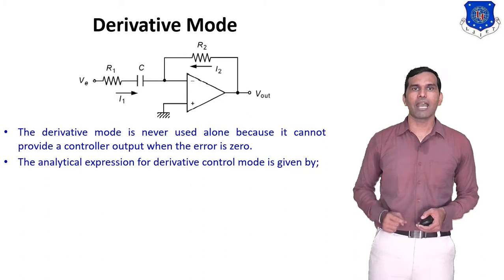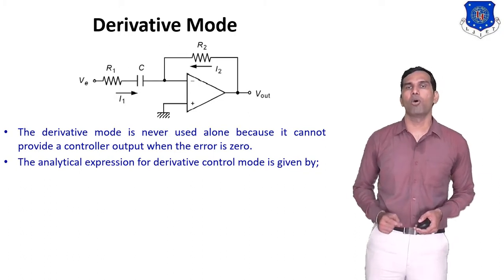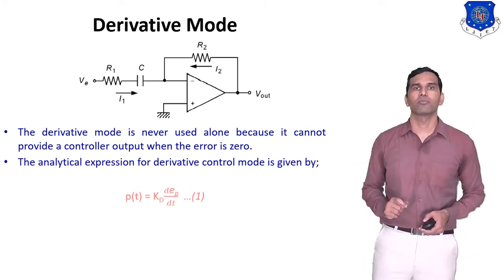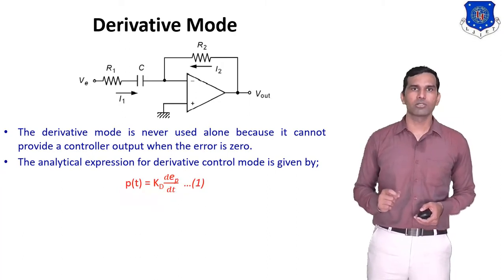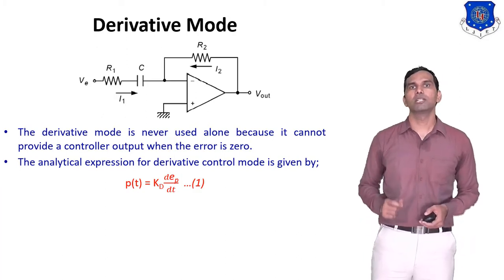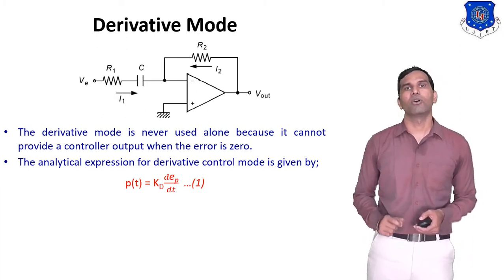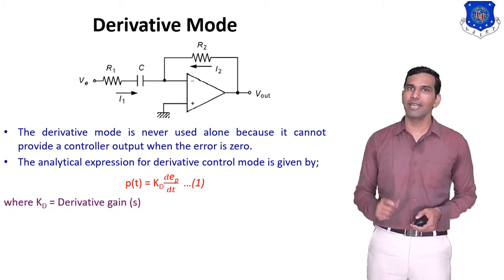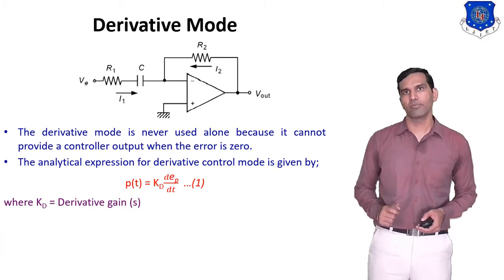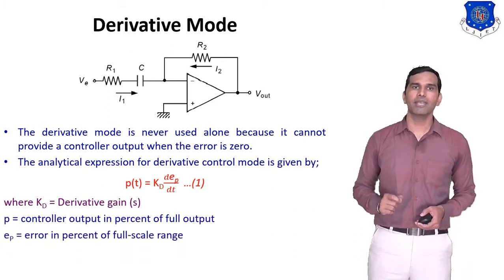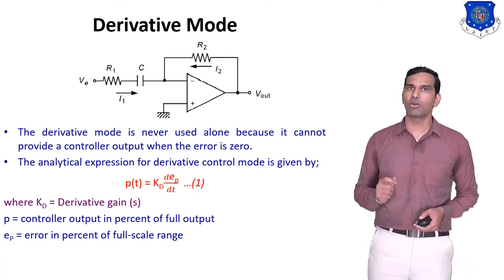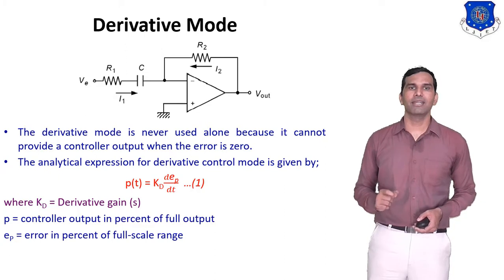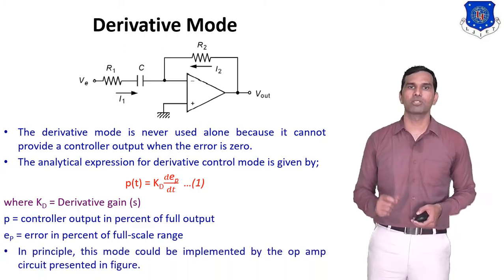The analytical expression for the derivative control mode is given by P(t) equals Kd dEp by dt. Here Kd indicates the derivative gain, P indicates the controller output in percent of full output, and Ep indicates the error in percentage of full scale range.